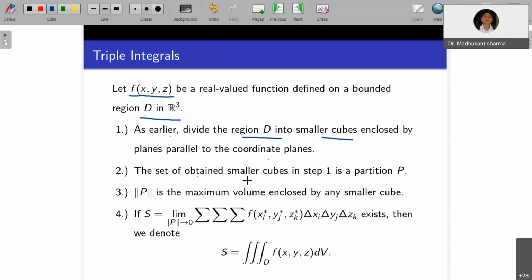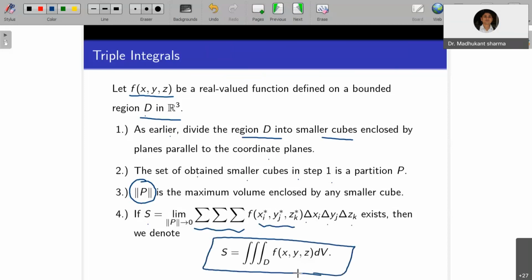The set of smaller cubes obtained in step 1 is a partition. Now assume that the norm of P is the maximum of the volume enclosed by such a smaller cube. If the norm of P tends to 0, you are taking very small cubes. Then you have a triple sum with a tag point and delta x_i, delta y_j, delta z_k. If this limit exists, you denote it by the triple integral.